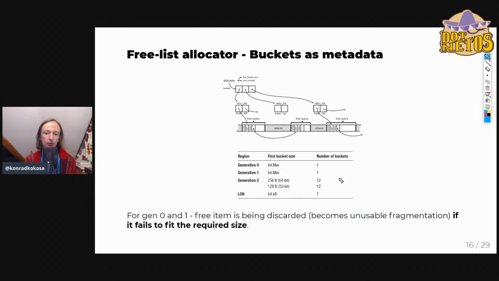So for example, in generation 2 we will have buckets of these sizes, and I will try not to list all of them because it doesn't make sense to waste time on that. But now, for example, if we are interested in finding free space in generation 2 for 1.5 kilobytes, we will look at this bucket, and this bucket contains free space between 1 kilobyte and 2 kilobytes, and so on. So we will be consuming one of the free spaces from the list maintained by this particular bucket.